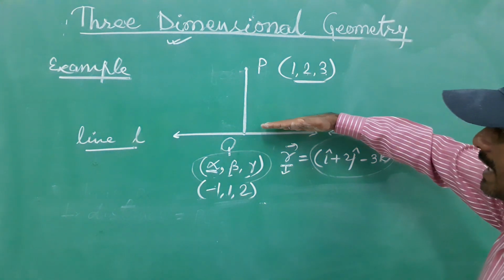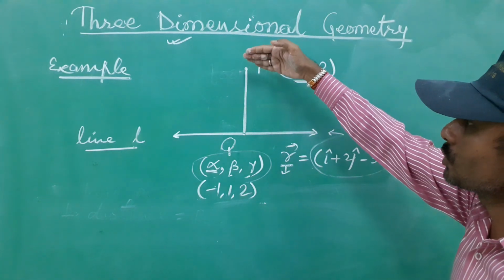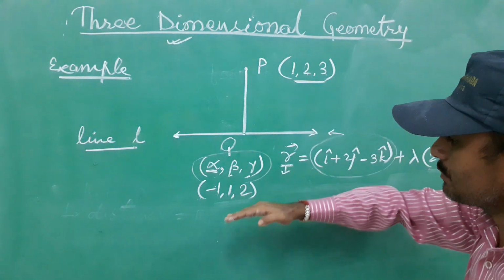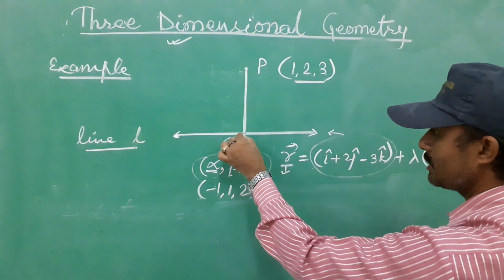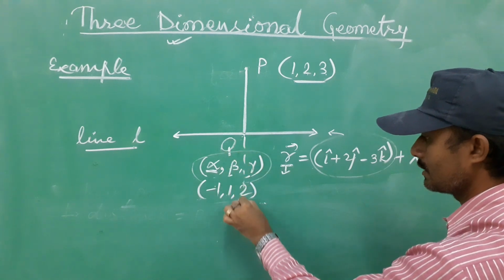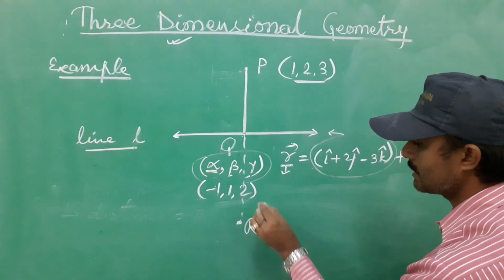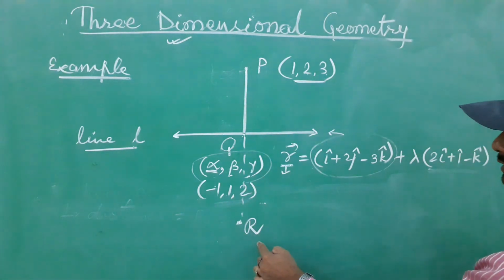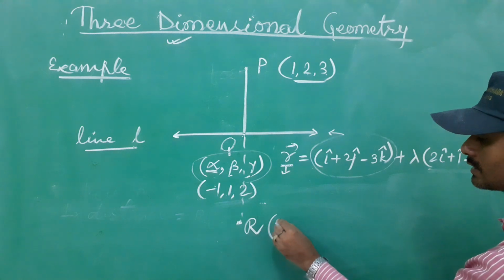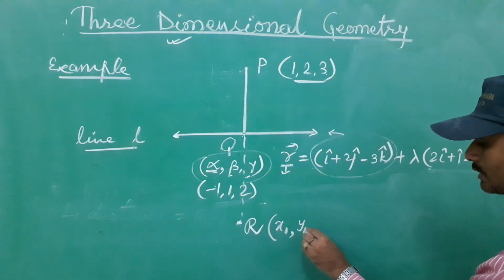Just consider this line as mirror, and here is point P, any object. So where will be the image? At same distance another side. So here same distance, this point we are considering as R. This is the image of P. So how to find this? Consider the point is x1, y1, z1.